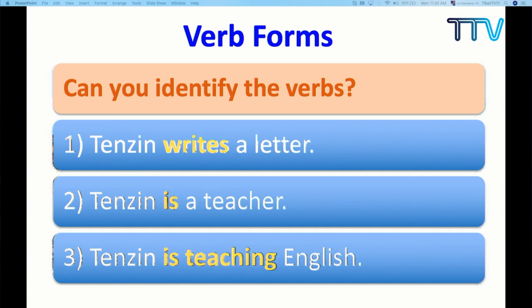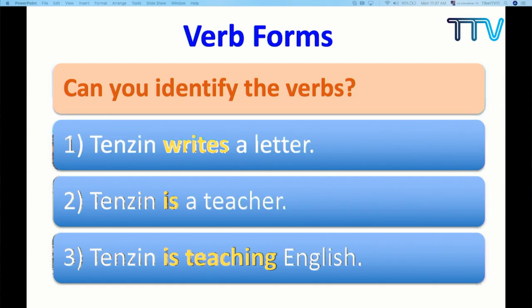Okay, now these are the verbs. Tenzin writes a letter. The first one, you may not have any problem. Tenzin writes. Writes is a verb. Why? Because it shows action, what Tenzin is doing. What is Tenzin doing? Tenzin writes. Okay, it's an action.